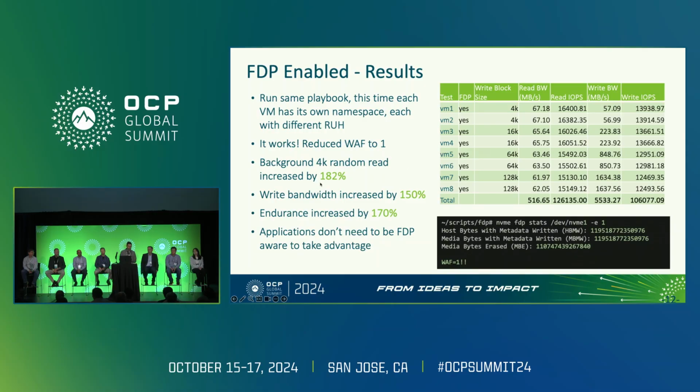The background random read increased by 182%, the write bandwidth increased by 150%, and the endurance by 170%. Again, this is the benefit of WAF. When you reduce WAF from 1.7 to 1, you get all the benefits of performance, endurance, and quality of service. As you can see, this was all the way up to 5.5 gigabytes a second of bandwidth, with 8 VMs running all these FIOs in each VM.